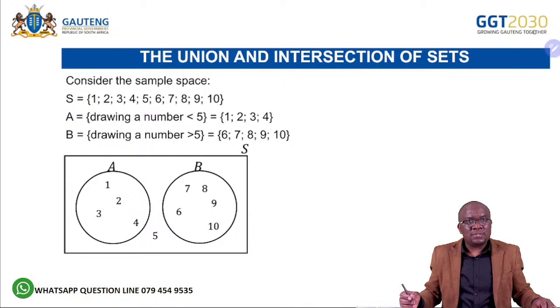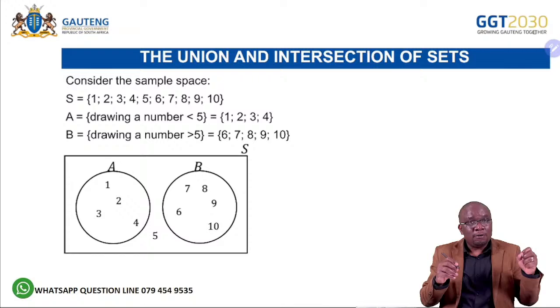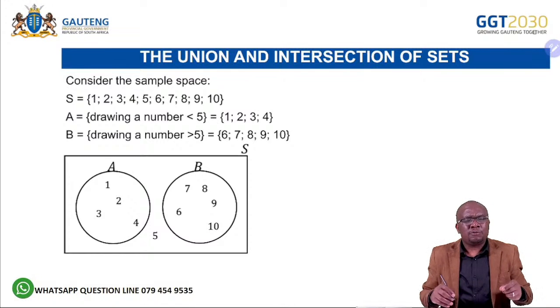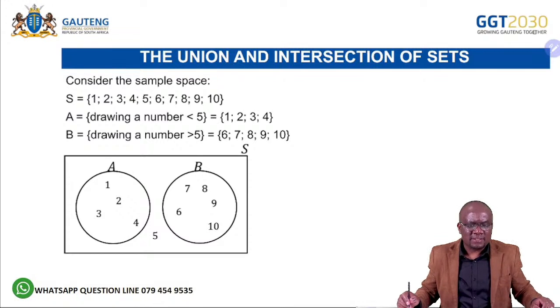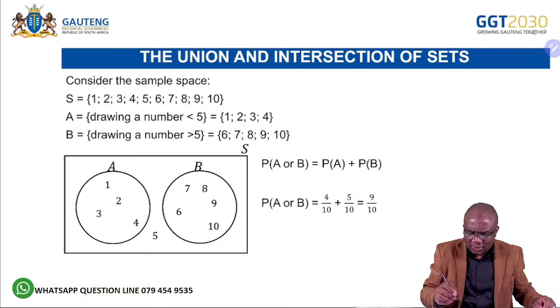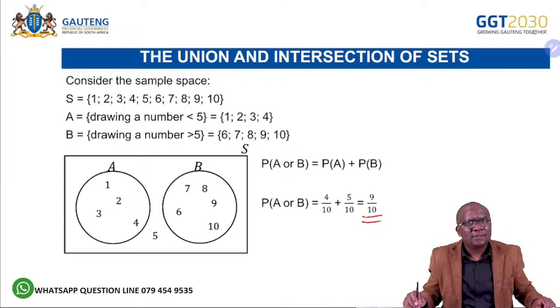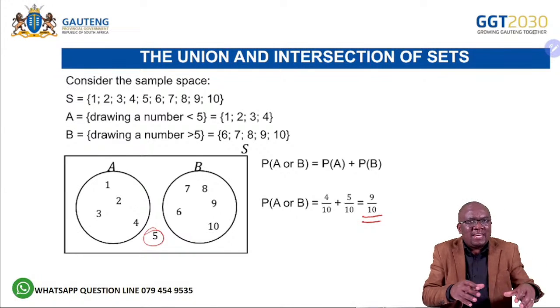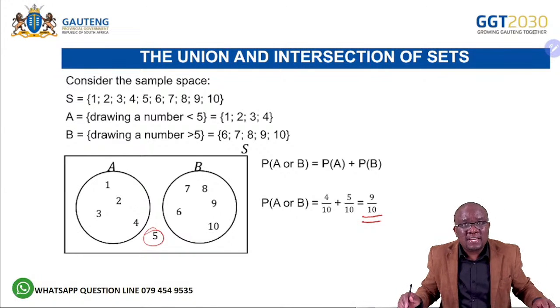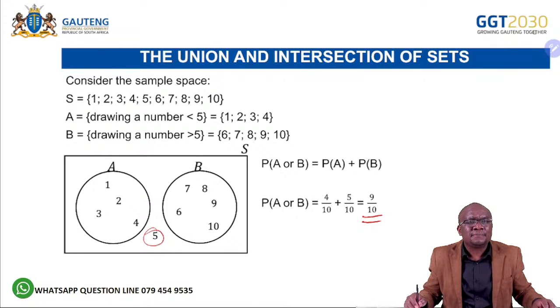So we can use our formula, probability of A or B is equal to probability of A plus probability of B. Just like this. Then we get our probability. You see that? There's only one number which is not in the event. The other 9 numbers are in A or B. So the probability of getting A or B is just 9 over 10.